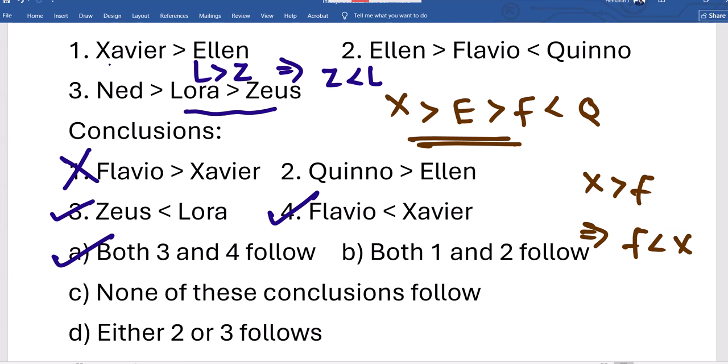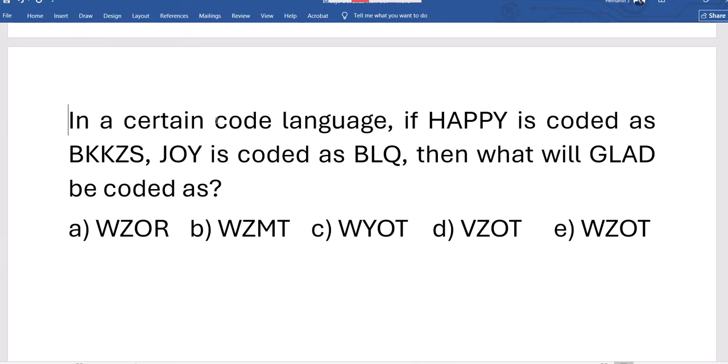Next, this is an inequalities related question. I'm just moving a bit fast to make sure we cover more examples which were asked very recently.